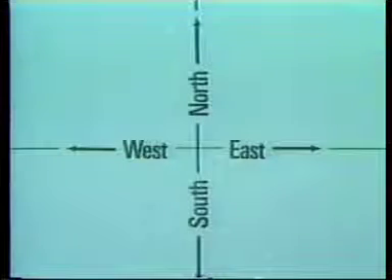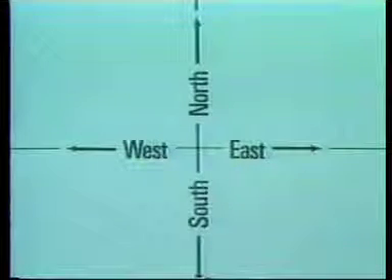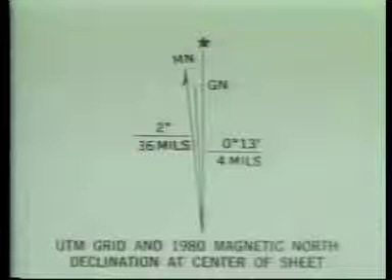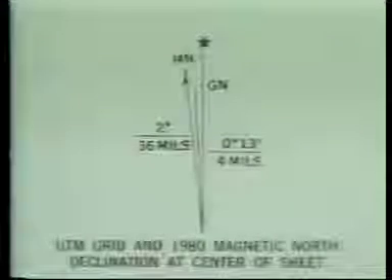It is important for people to be able to tell directions on a map. That is why most maps have some type of direction finder. Sometimes it is only an arrow pointing north. From this you can figure out the other directions.